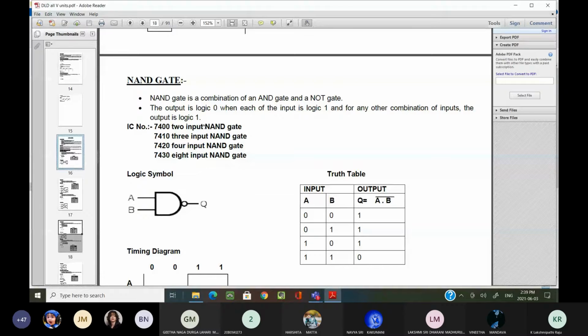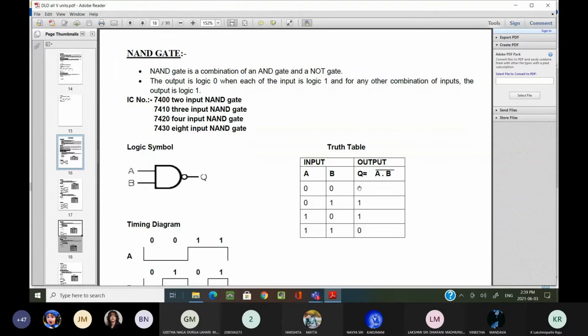Whatever the AND gate is performing, when both the inputs are high, the AND gate output is high. Here, in the reverse operation, the NAND gate is performing the reverse operation. If both the inputs are high, then the output is low. In the remaining cases, the output is high. In that way, we should understand the NAND gate, and the logical expression for this NAND gate is Q equal to A dot B whole complement.